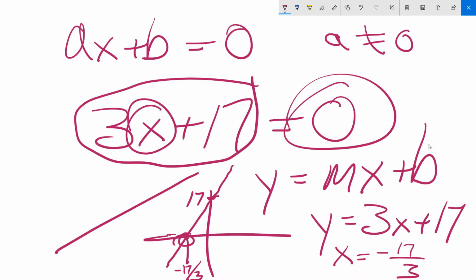Are they asking anything else about this? I think I covered all of it. Yeah, that's all it goes over. And then for number 2, it says 2 or more equations that have the same solution set are called what?